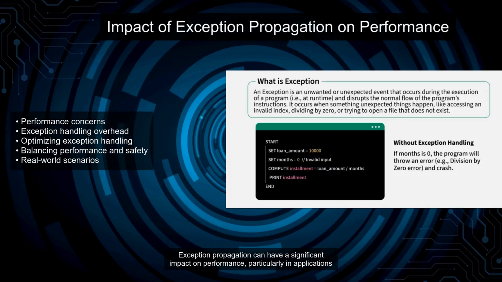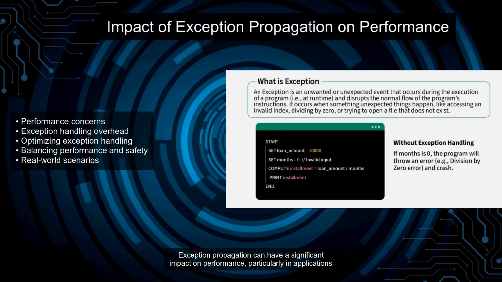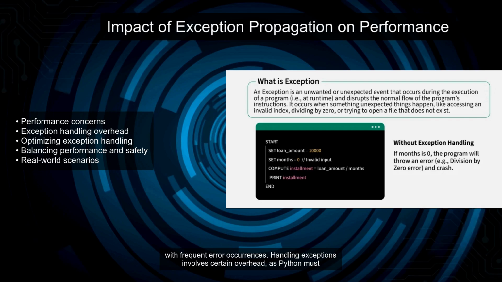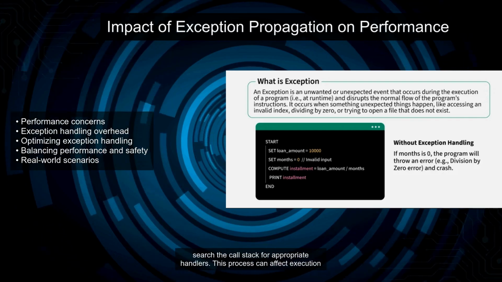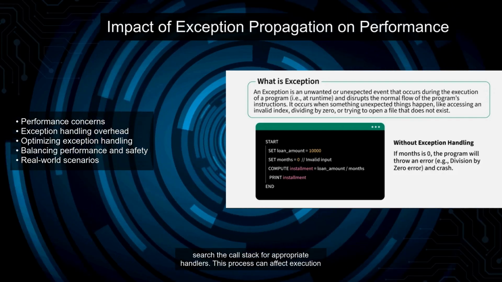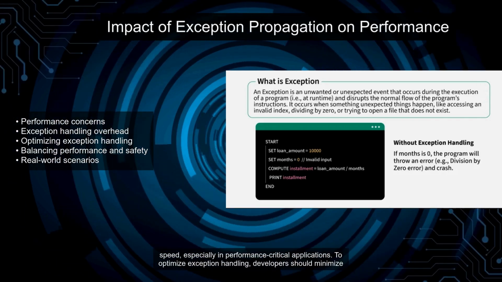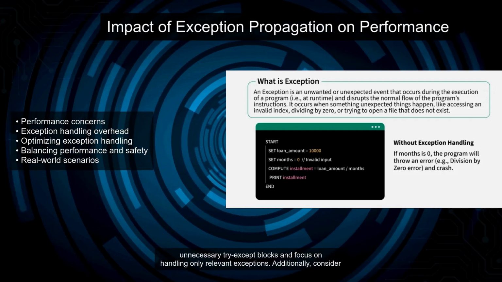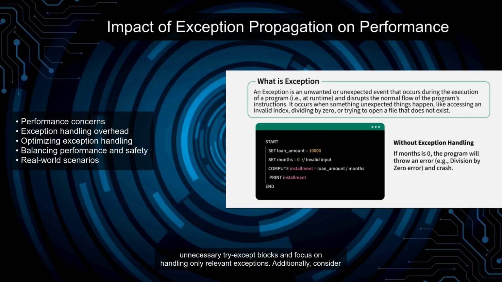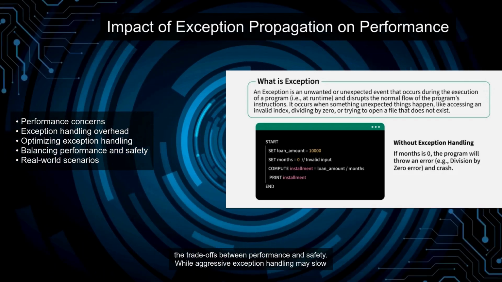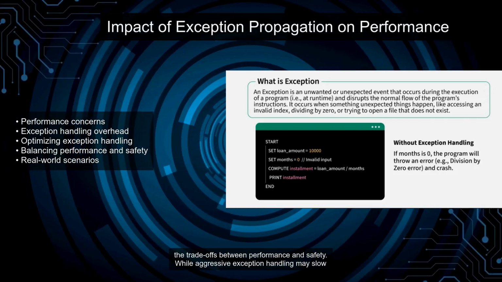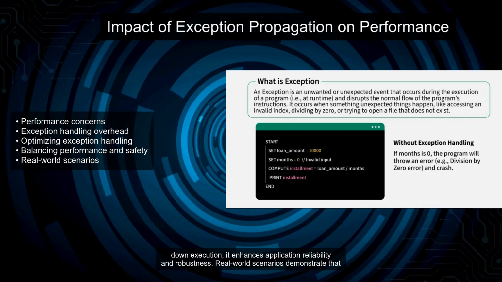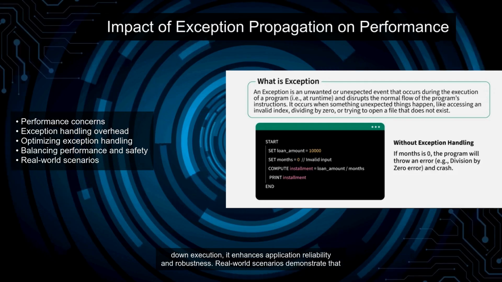Exception propagation can have a significant impact on performance, particularly in applications with frequent error occurrences. Handling exceptions involves certain overhead, as Python must search the call stack for appropriate handlers. This process can affect execution speed, especially in performance-critical applications. To optimize exception handling, developers should minimize unnecessary try-except blocks and focus on handling only relevant exceptions. Additionally, consider the trade-offs between performance and safety. While aggressive exception handling may slow down execution, it enhances application reliability and robustness.